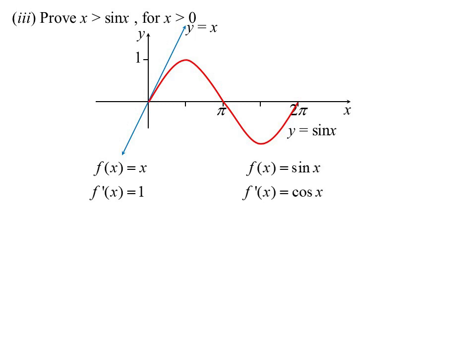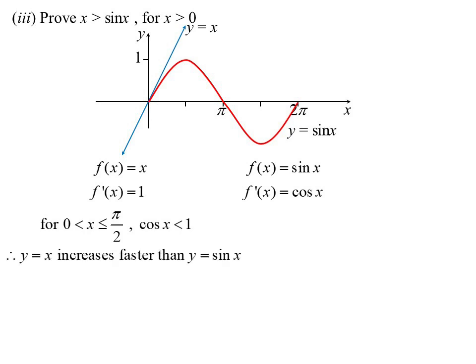Well, let's have a look at the sine curve. When we differentiate sine, we know we get cosine. For this first section, the first quadrant, between 0 and pi on 2, well, I know the biggest the cosine curve ever gets to is 1. So I know our derivative, which is cos x, will always be less than 1. Well, that tells me that the line y equals x must increase faster than y equals sine x. Now if they start at the same point and the line is increasing faster, it must always be above it, because it's going to get steeper quicker.